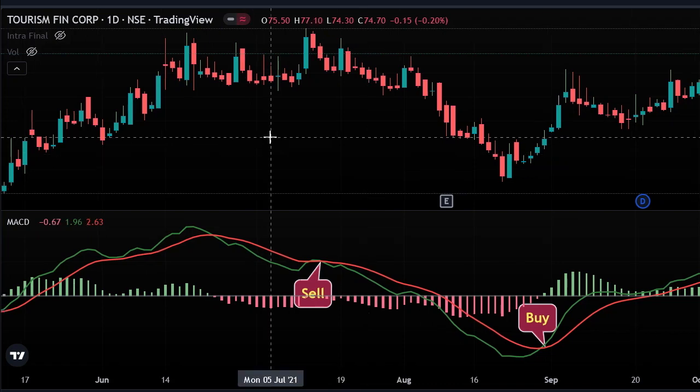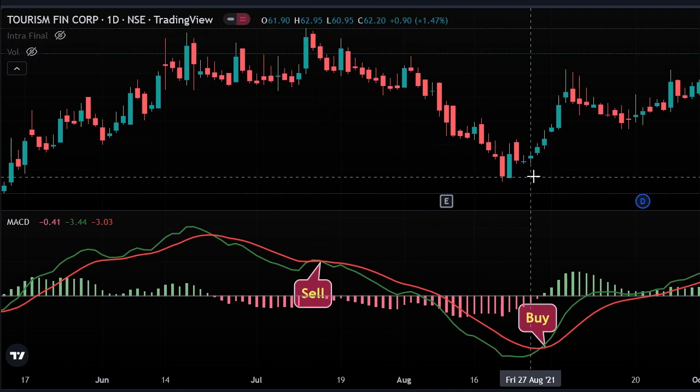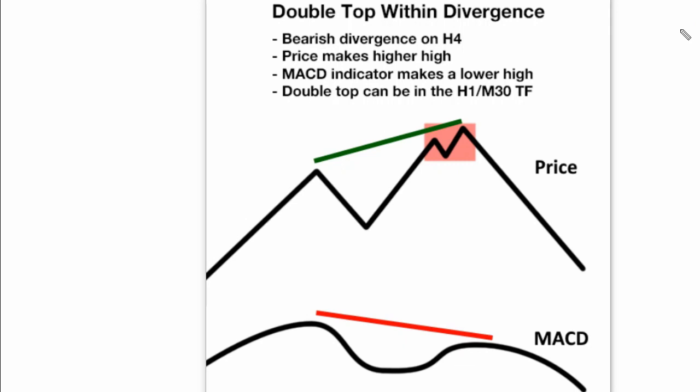MACD is a very lagging indicator. It means the crossover may give you a very late signal. So you have to be very fast in taking entry and exiting the trade on the MACD indicator, that is, double top and double bottom.